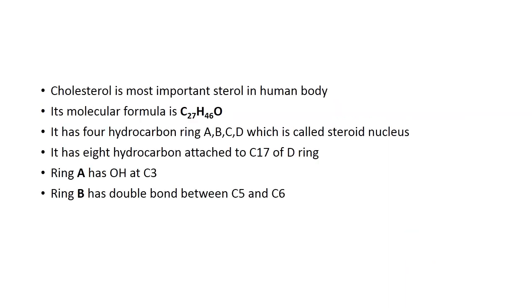So what is cholesterol? It is the most important sterol in the human body having molecular formula of C27H46O. Cholesterol molecule consists of a tetracyclic ring structure, consisting of 4 hydrocarbon rings A, B, C, D with a hydroxyl group at carbon number 3 of ring A. There is a double bond between C5 and C6 of ring B and a short 8 carbon tail, isooctyl, attached to carbon number 17 of D ring.